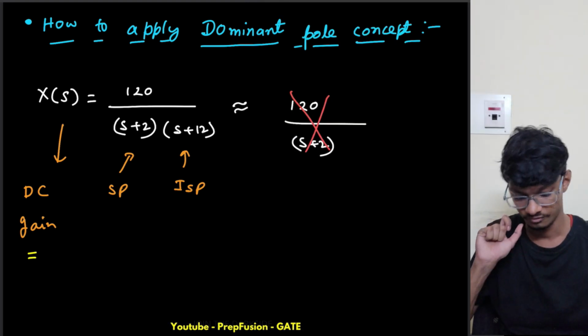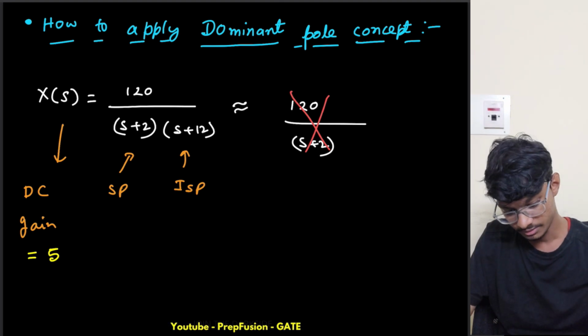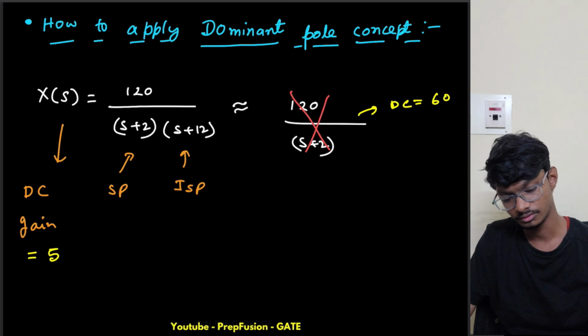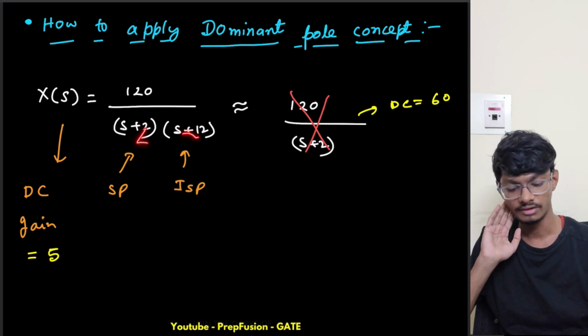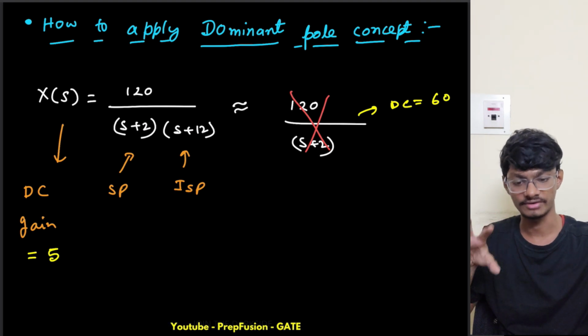DC gain equals 5 only, okay. But what is the DC gain of this one? It is 60, right? Put s equals 0 here, you will get 60. Put s equals 0 here, you will get 5, right? 2 into 12, 120 divided by 2 is 10, 10 by 2 is 5. So we have to make the DC gain the same after approximation.